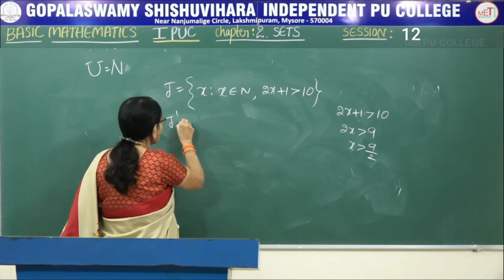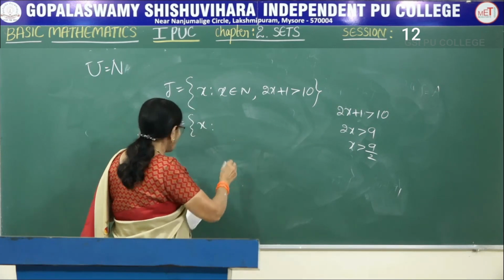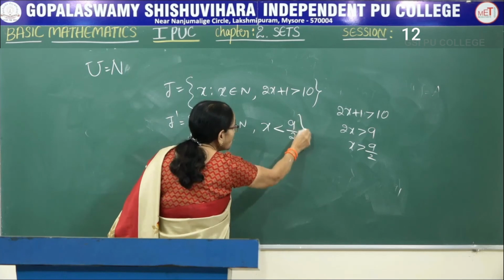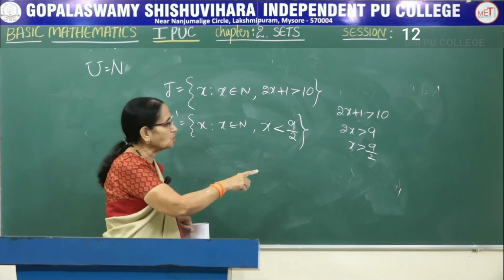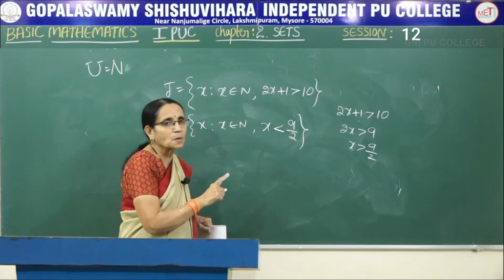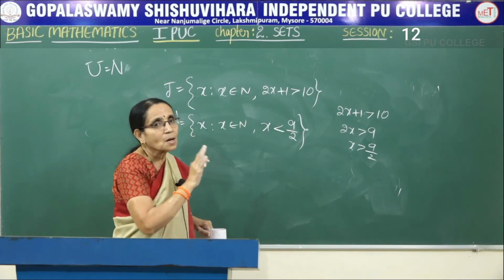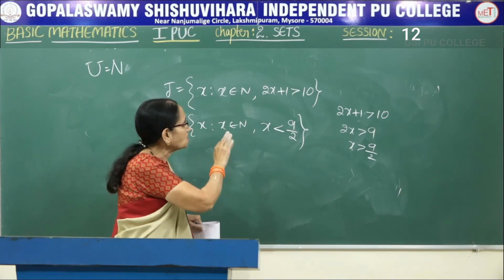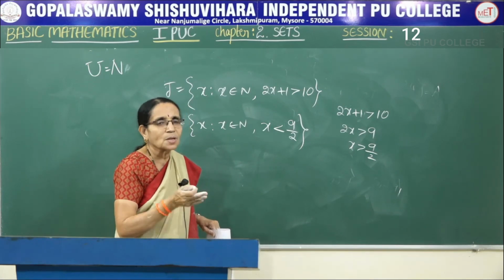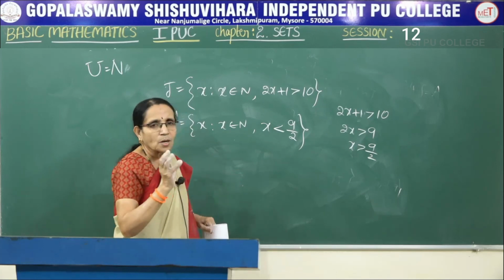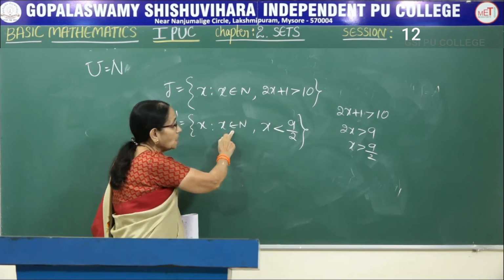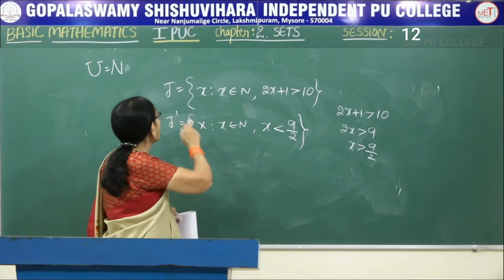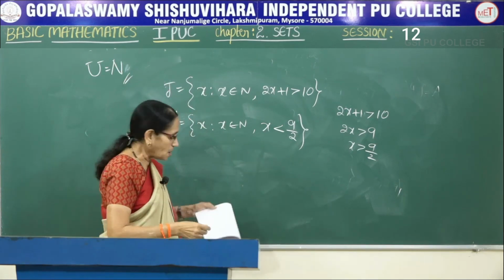Therefore, what would be J dash here? It contains all x such that x belongs to n, and x is strictly less than 9 by 2. We cannot write the equality here. Equality means it becomes a rational number, but we are considering only the natural numbers. Therefore, strict inequality there also. X is less than 9 by 2, that is 4.5, so less than that means it contains 1, 2, 3, 4. This condition, x belonging to n, should be there. Otherwise, less than 0 also we have to take into consideration. That is not possible because the universal set is nothing but the set of the natural numbers.